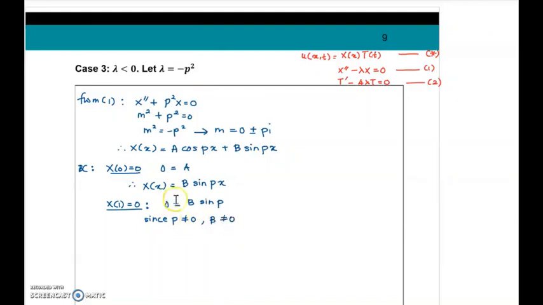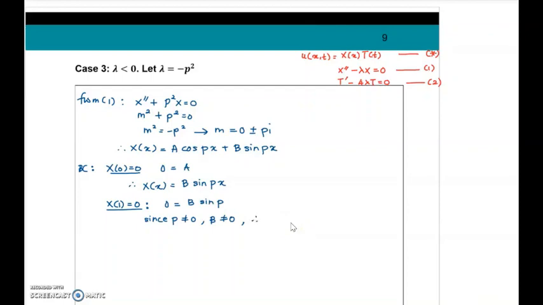Because if b equals 0, then the whole thing becomes 0. A is already 0. If b is going to be 0, then our x is 0. When x is 0, the equation here is going to be 0. Again, we have an out of interest case. Okay, so b cannot be 0, so that we have a good solution.